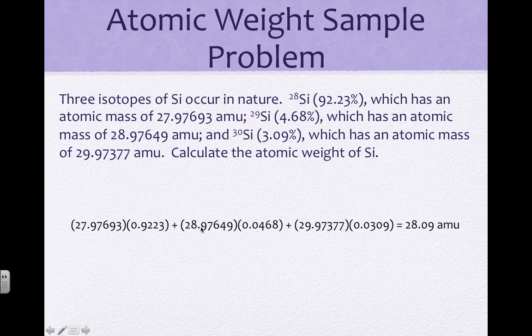This is a form of math called a weighted average, and this basically takes into account how often each one is found in nature. While there are 3 possibilities, they're not all equally likely, which is why we do not divide by 3. And we'll talk a little bit about this more in class and discussion.